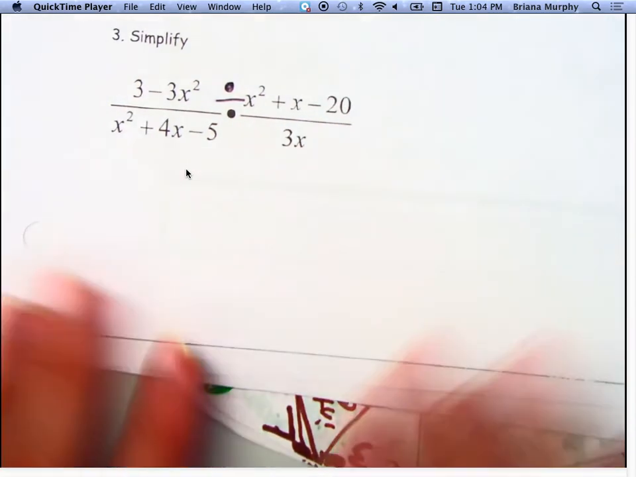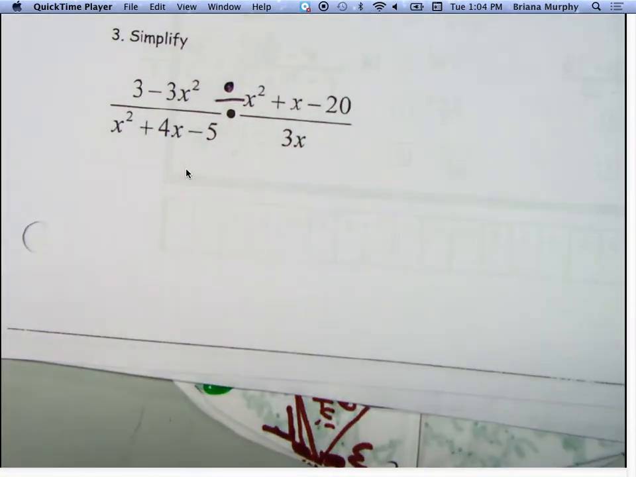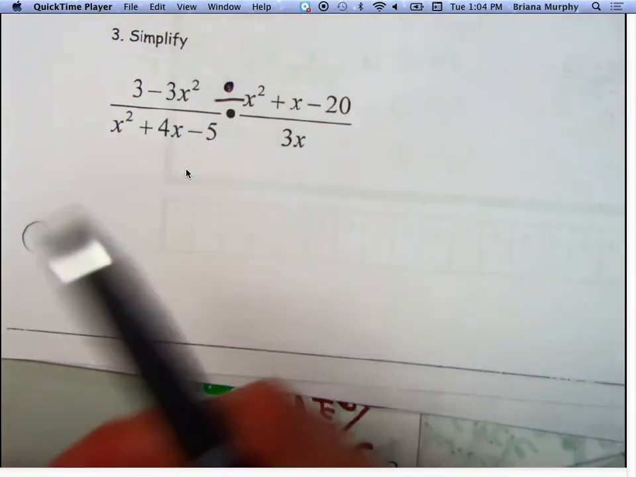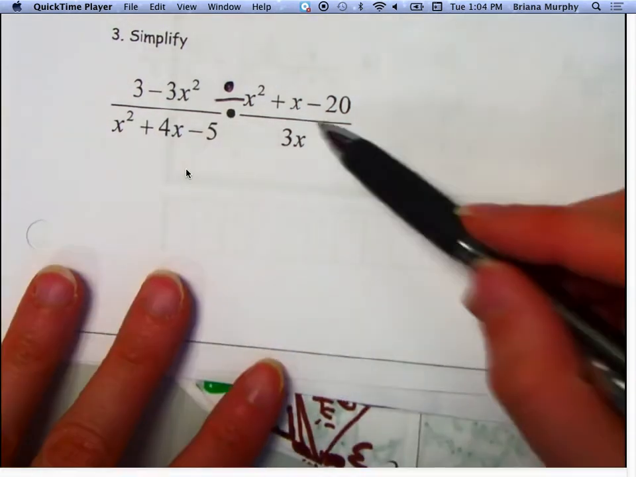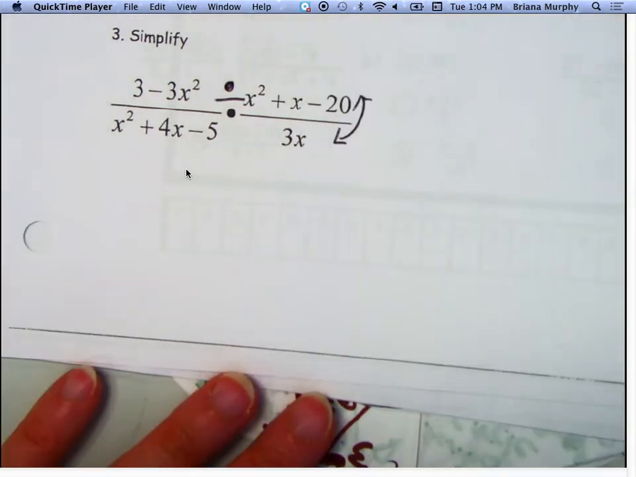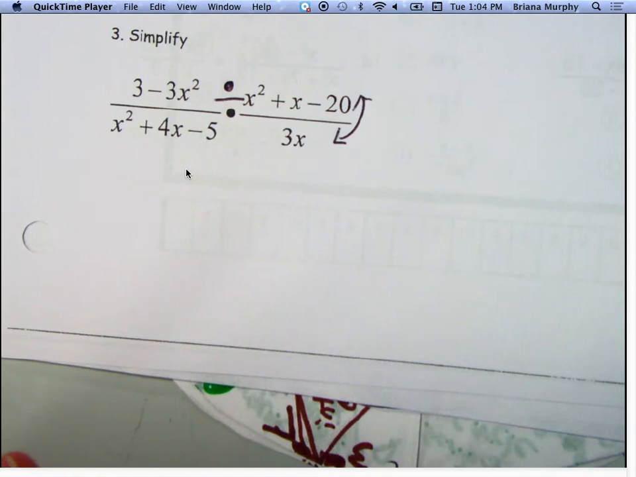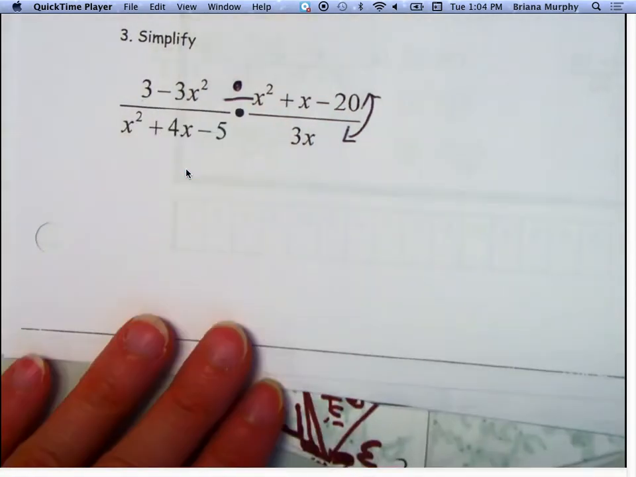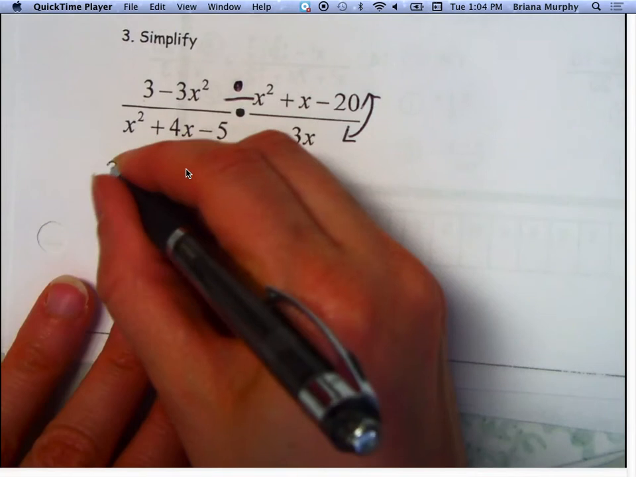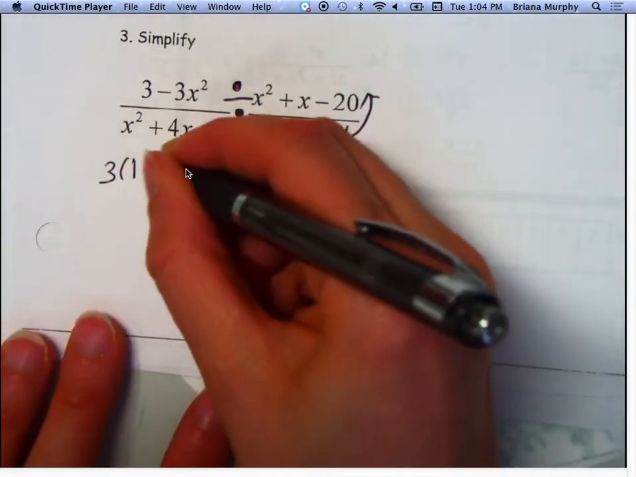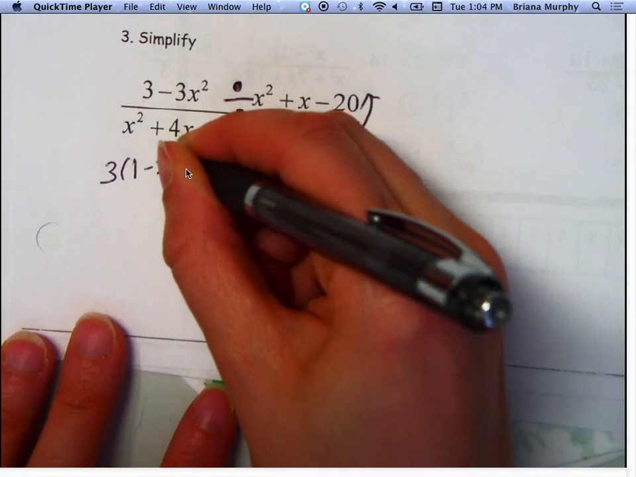All right. The first thing I'm going to do is simplify these, like, factor them, take something out. But when I do it, remember, I'm going to switch this one. And I don't like rewriting it, so I'm just going to put that little arrow there to remind me. So what can I take out of 3 minus 3x squared? That's 3. And I'm left with 1 minus x squared.